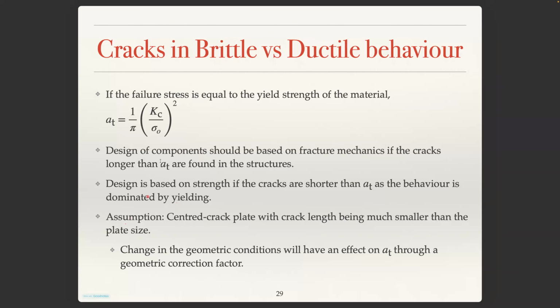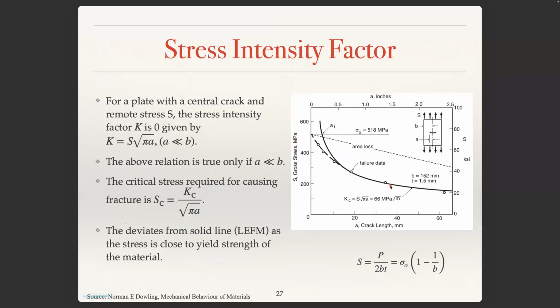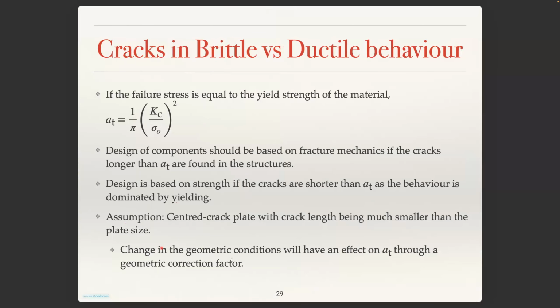The central assumption in making these two approaches is a center crack plate with a crack length being much smaller than the plate size. That is more or less okay in this scenario. But if you have a change in geometric conditions, that will also have an effect on the threshold crack length, which decides whether you want to design based on strength or based on fracture mechanics. So in order to account for that, you add a geometric correction factor.